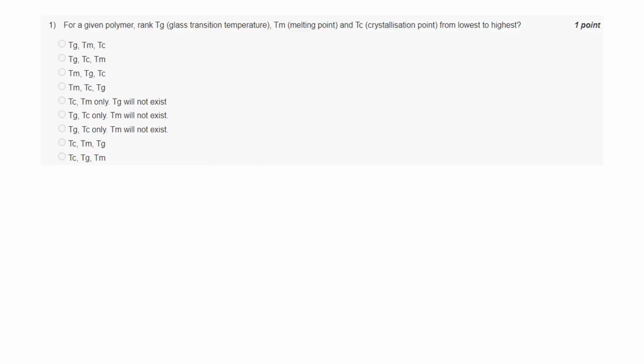Okay, so let's start with the first question. The first question is: for a given polymer, we have to rank Tg, that is the glass transition temperature, Tm, that is the melting point, and Tc, that is the crystallization point, from lowest to highest. And these are the options. I'll let you figure it out for a while. If anybody is able to answer this, just unmute yourself and let me know the answer. If not, we'll discuss all these three concepts and then see how it is ranked.